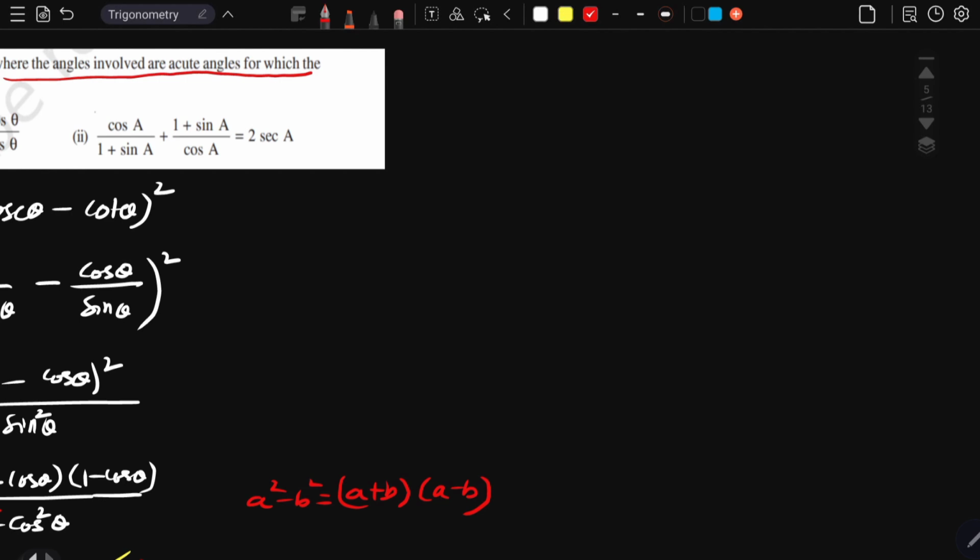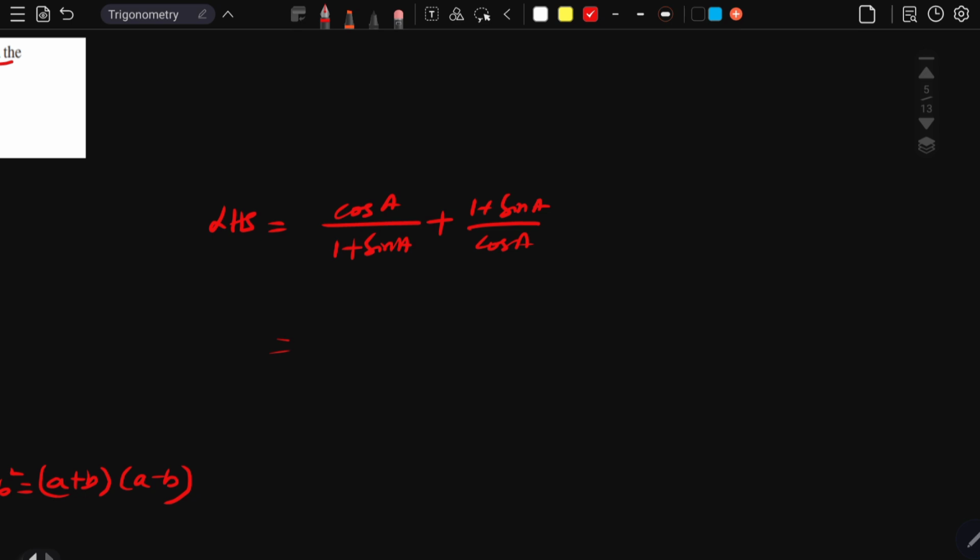cos A divided by (1 plus sin A) plus (1 plus sin A) by cos A, and we need to prove it equals 2 times secant A. So let us take LHS alone. LHS is equal to cos A over (1 plus sin A) plus (1 plus sin A) over cos A. Take the LCM in the denominator: (1 plus sin A) multiplied by cos A.